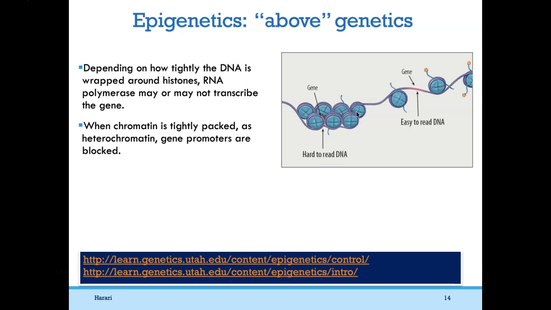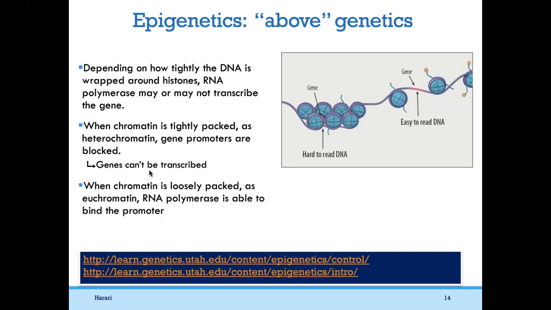Right? When chromatin is tightly packed, it's heterochromatin, the gene promoters are blocked, and the genes cannot be transcribed. When chromatin is loosely packed, as euchromatin, for example, RNA polymerase is able to bind the promoter, and the gene will be expressed.